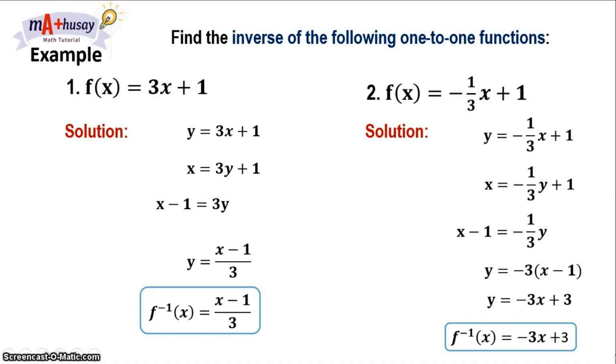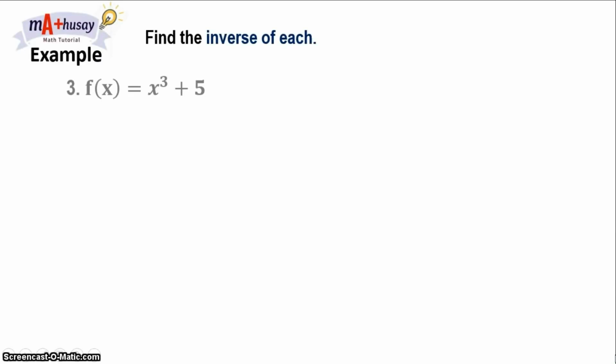Let's take example number 3. Now, how do we find the inverse of the function f of x is equal to x cubed plus 5? So again, replace natin yung ating f of x ng y, and we have y is equal to x cubed plus 5. Now, we interchange x and y. We have x is equal to y cubed plus 5. Now, since gusto nating mag-solve ng bagong value ng y, we have x minus 5 equals y cubed.